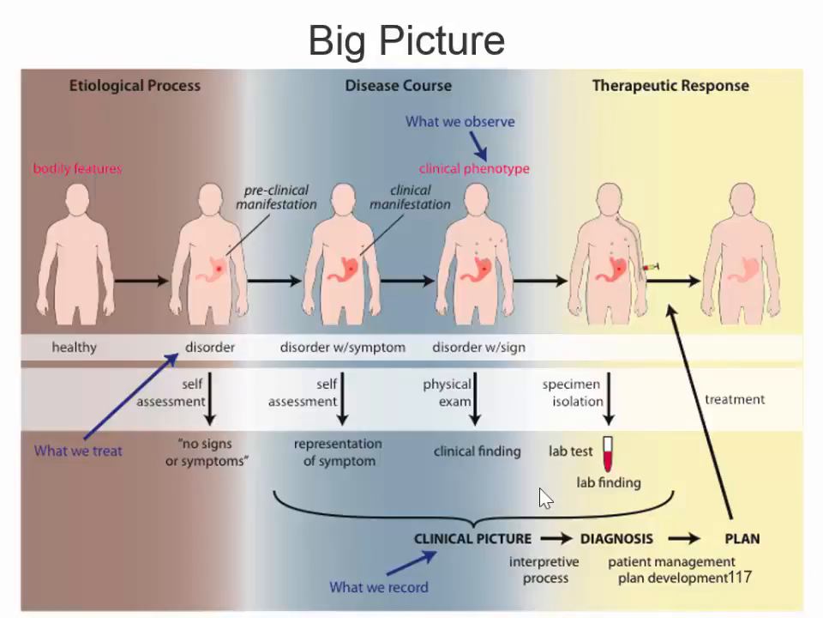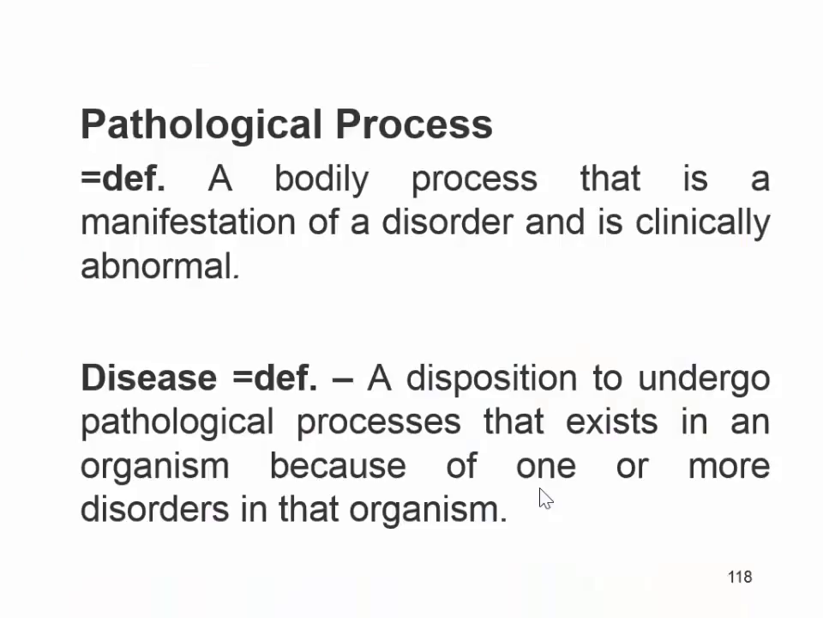And that's it. That's what we deal with in OGMS, which is the Ontology for General Medical Science. And now we have some more definitions. So a pathological process is a bodily process that is a manifestation of a disorder and is clinically abnormal. And a disease is a disposition to undergo pathological processes that exists in an organism because of one or more disorders in that organism.